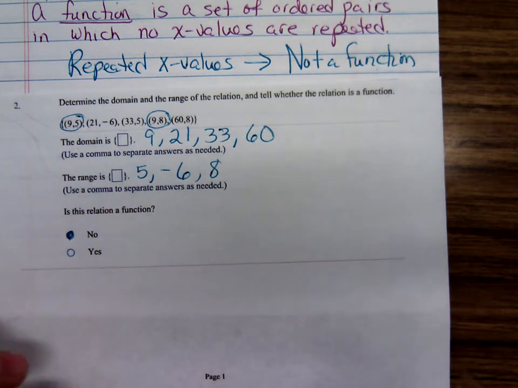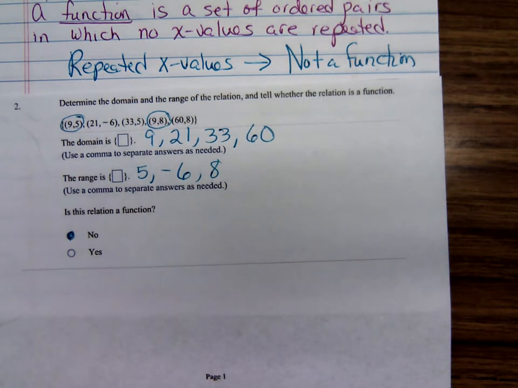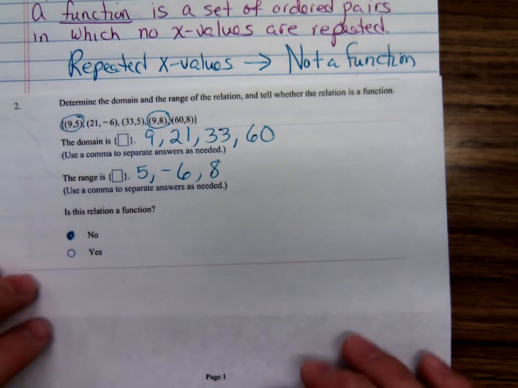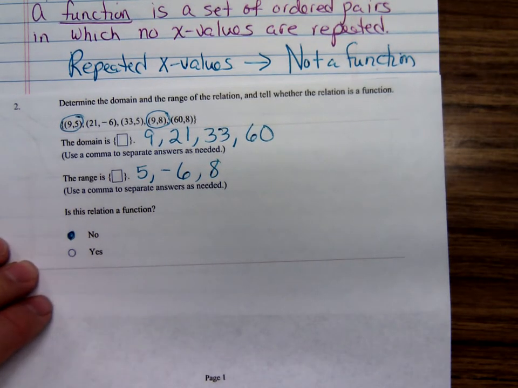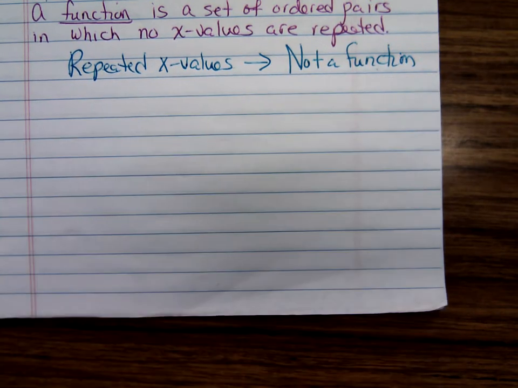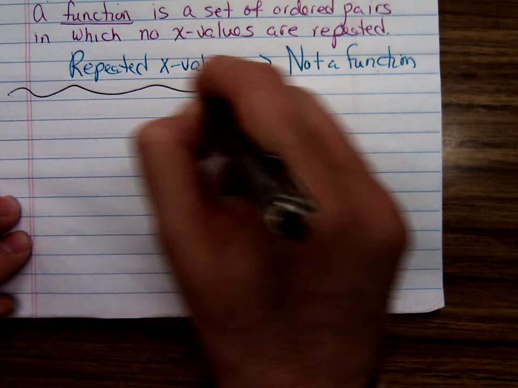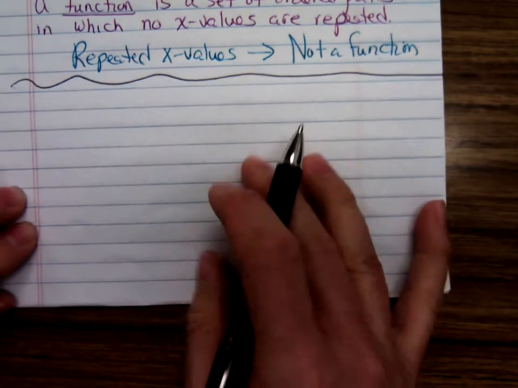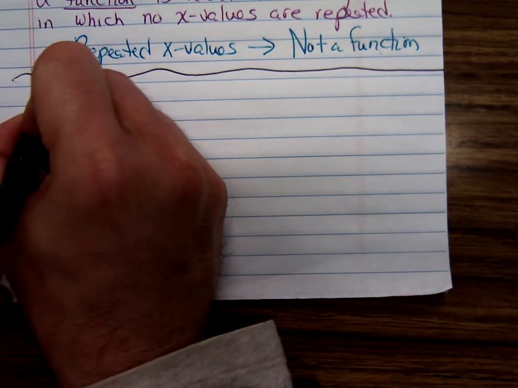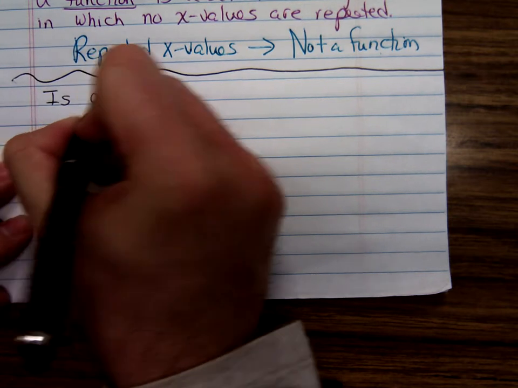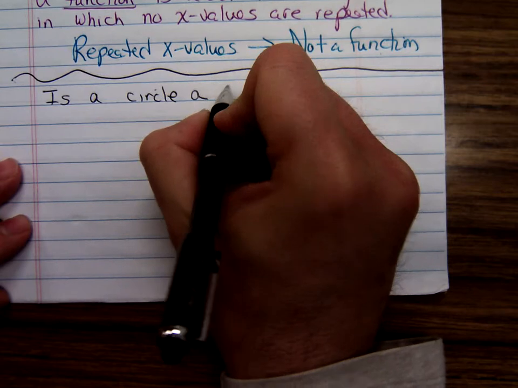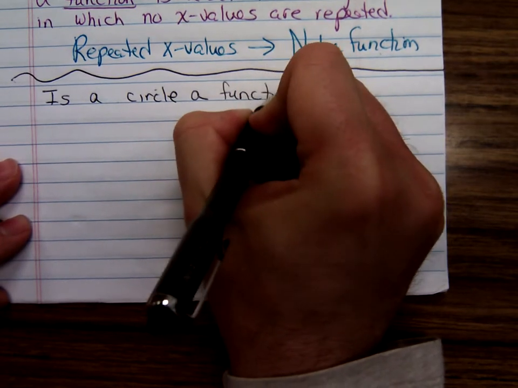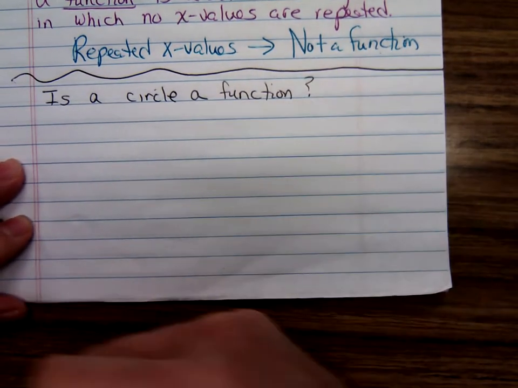Now, earlier we've graphed circles and ellipses and hyperbolas. Let me just now ask a question. What about a circle? Is a circle a function? And if so, why didn't we define it before we graphed circles?